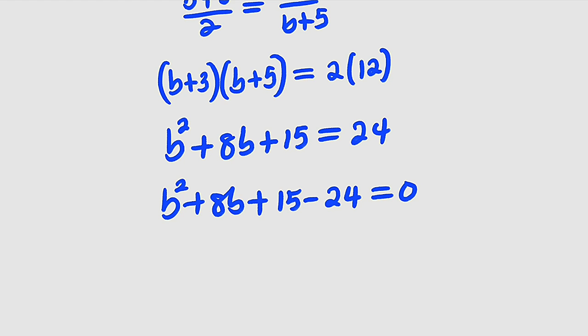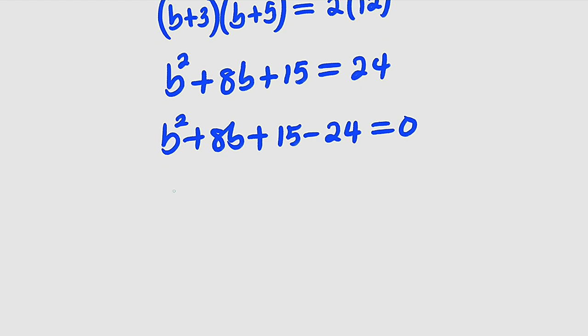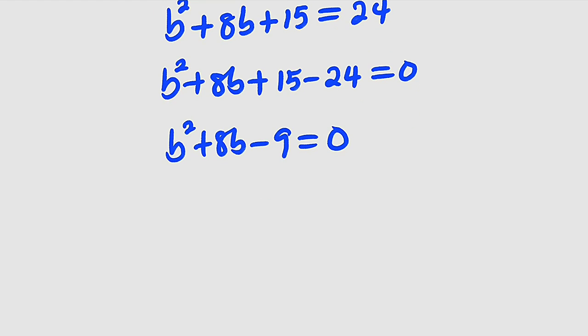15 minus 24 is negative 9. Therefore, b squared plus 8b minus 9 is equal to 0. And this can be factorized. Just think of two numbers you can multiply to get negative 9, but when you add the two numbers, you get positive 8. And the numbers are 9 and negative 1. So therefore, we have x plus 9 multiplied by x minus 1.